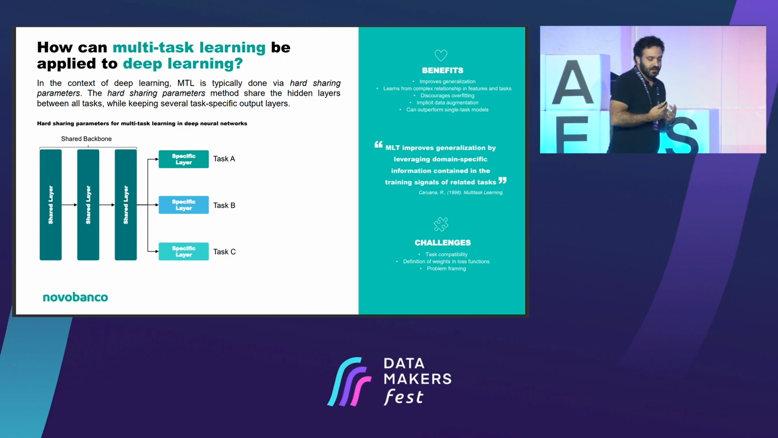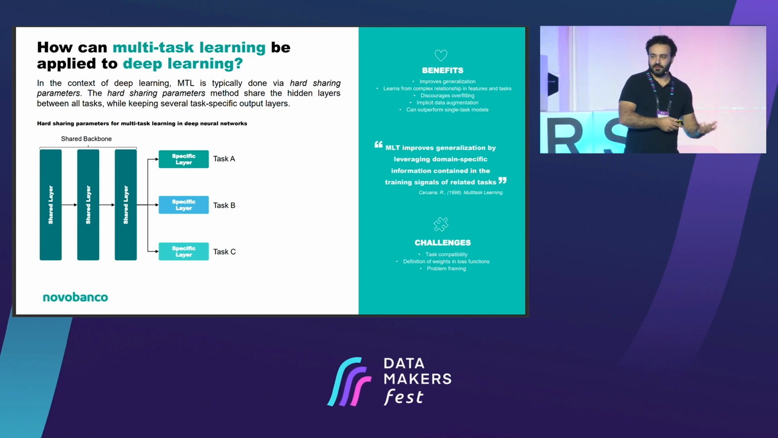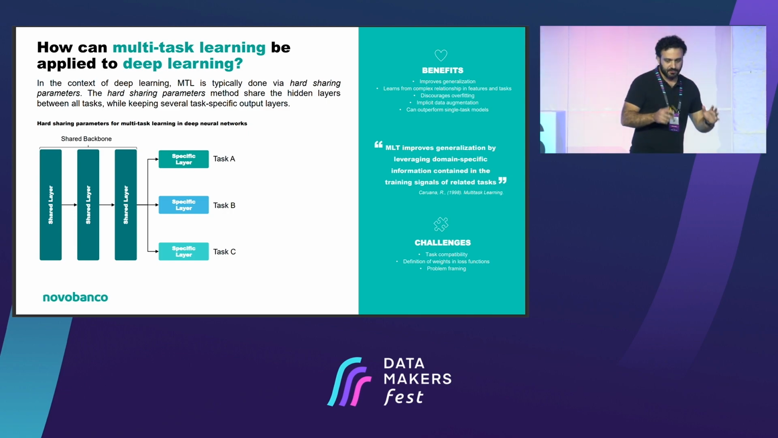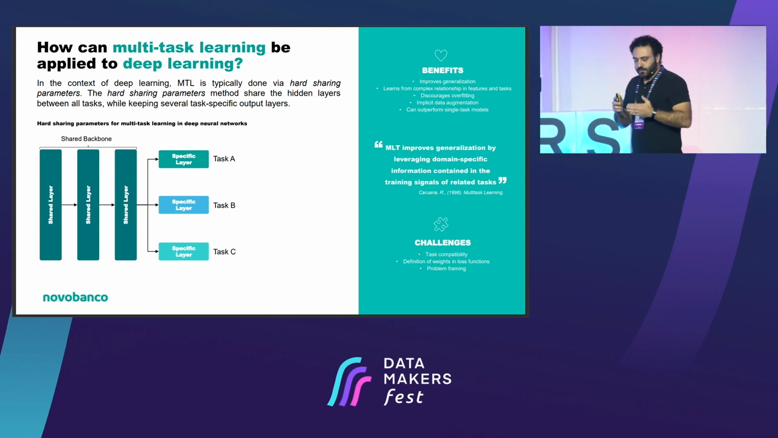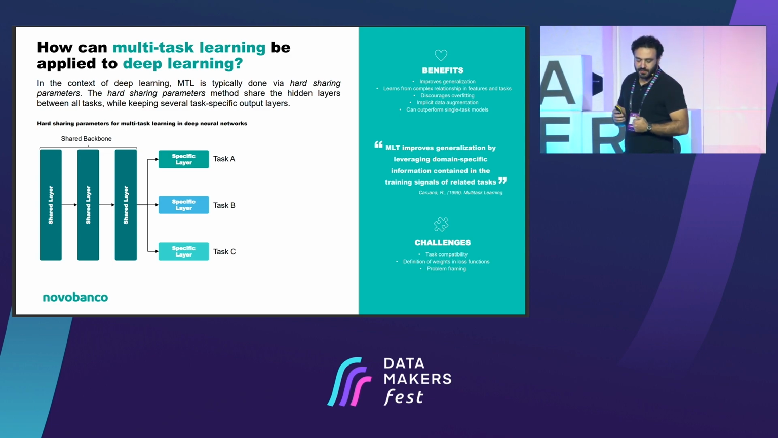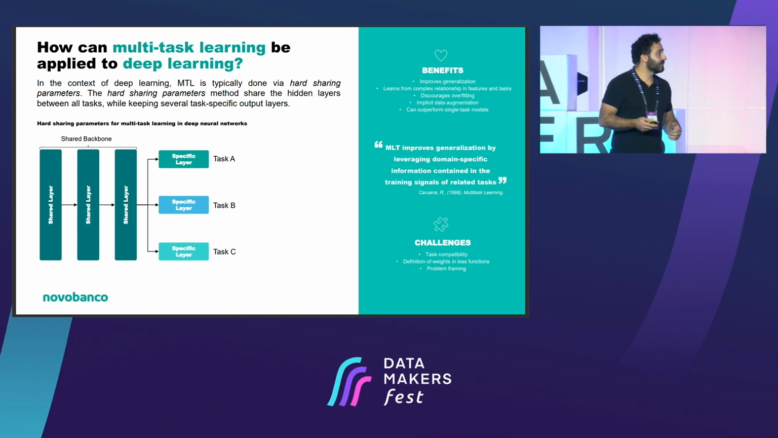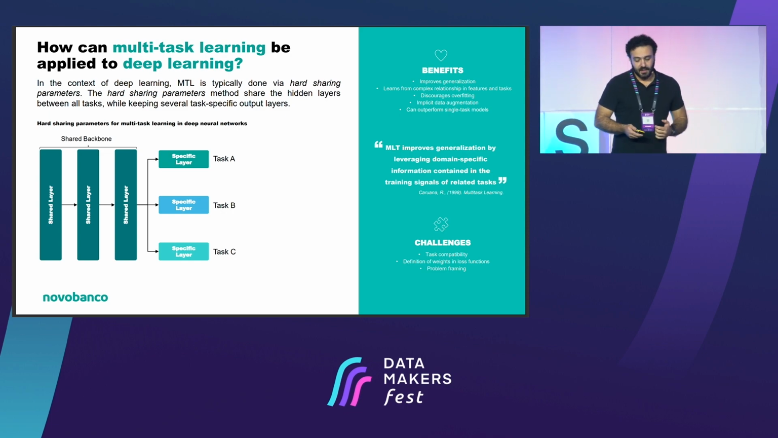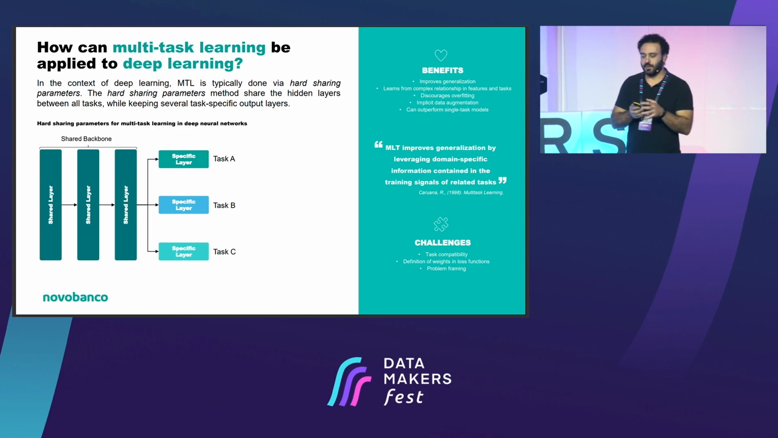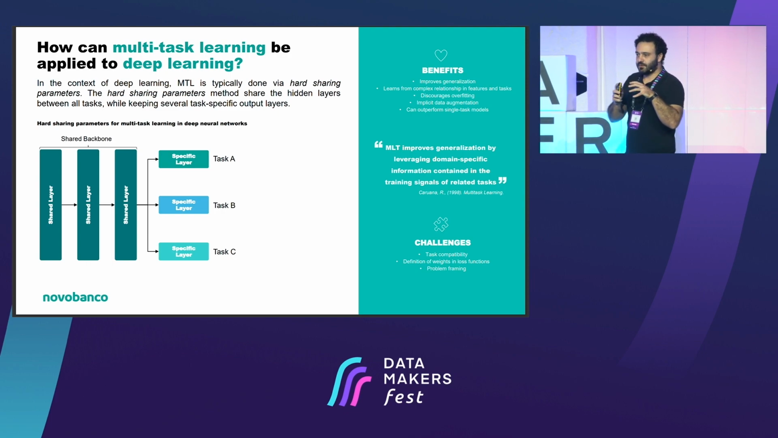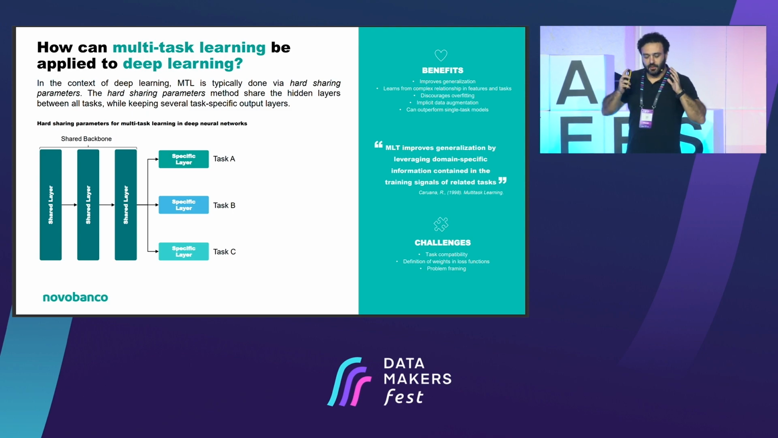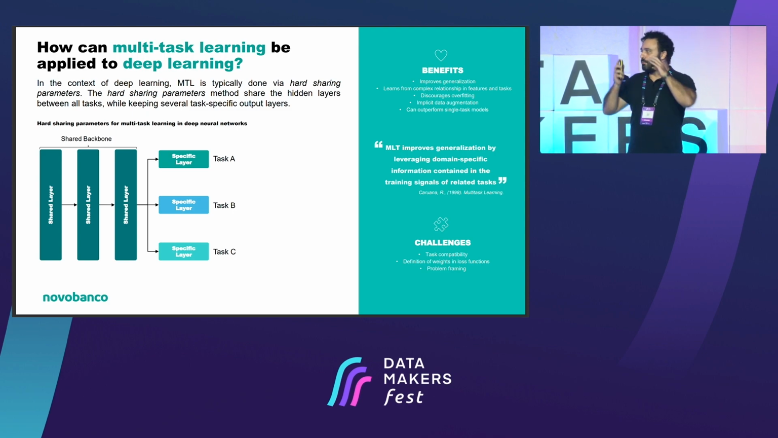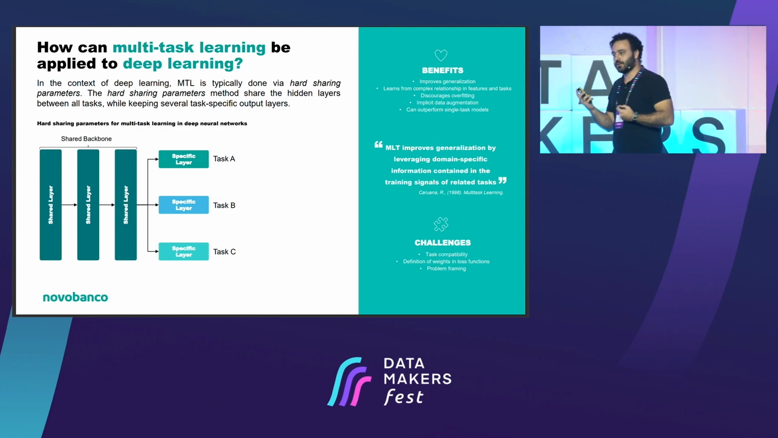In this presentation, we will focus on how this can be applied to deep learning. It can be applied to other things, but let's focus on deep learning. We will also focus on the method of hard parameter sharing. Hard parameter sharing proposes an architecture with a shared backbone where the feature representations are learned and shared with each one of the tasks. So you have one shared backbone, one body, and many heads, and each head of the neural network is related to one task.